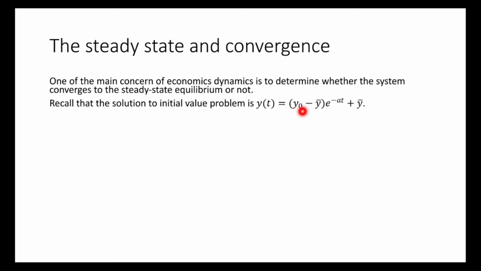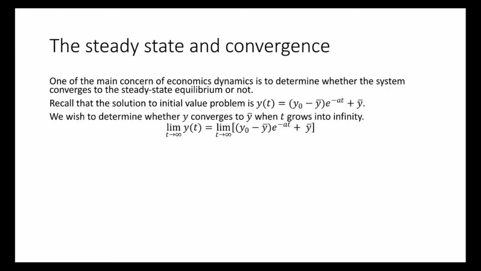This is from a couple of slides before. You can go back and see how we get this. So this is y0 minus y bar times e to the power of minus at, plus y bar. Now we want to know what happens when t is getting larger and larger. Basically we want to know the limit of y t as t approaches infinity. This is the function here, and we want to find out its limit as t approaches infinity.